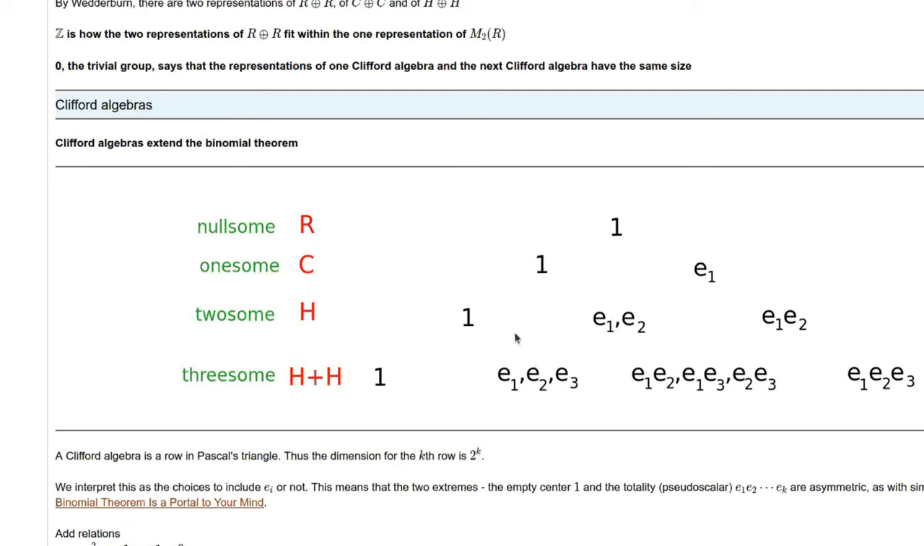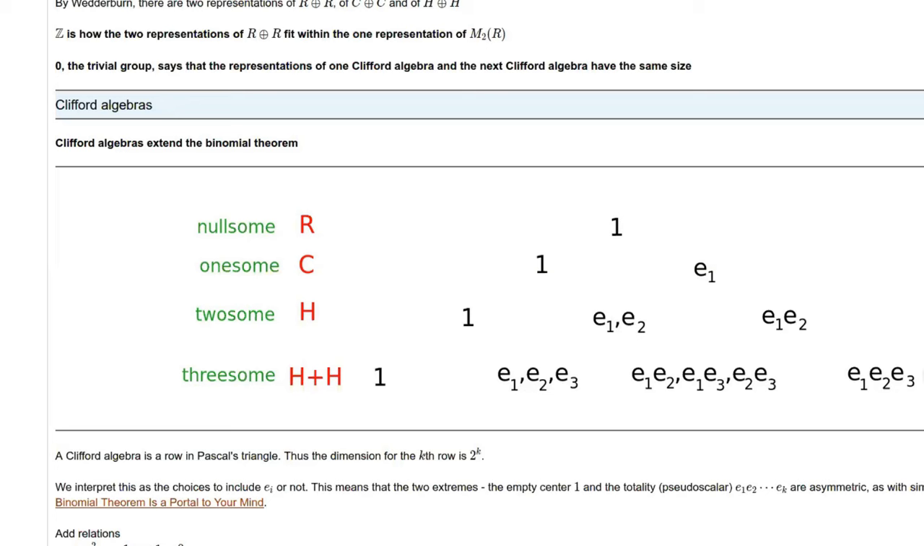It's very much like in the video I created: the binomial theorem is a portal to your mind because you're deciding whether to include a generator or not. So here you're making three choices and you only choose to include one of them. Here you chose to include two of them. Here you chose to include all three. Here you chose to include none of them. So it really is relevant.